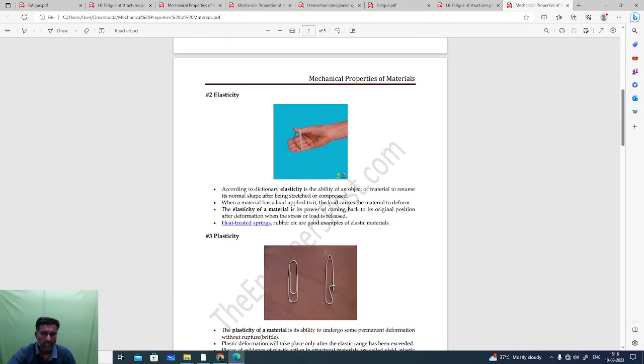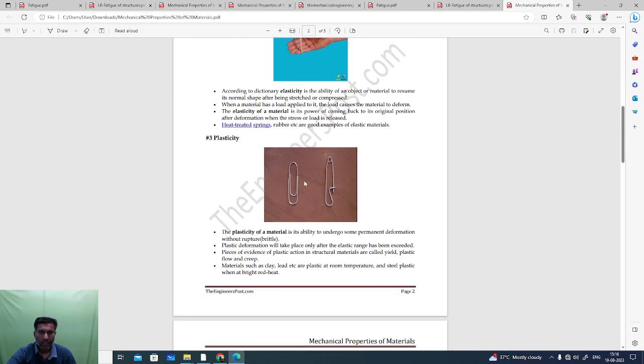Next one is plasticity. Consider a pin. After applying a load or something external, its shape will not recover to the original shape. That is plasticity. Plasticity is the ability of a material to undergo some permanent deformation without rupture or breaking. Plastic deformation will take place only after the elastic limit has been exceeded.